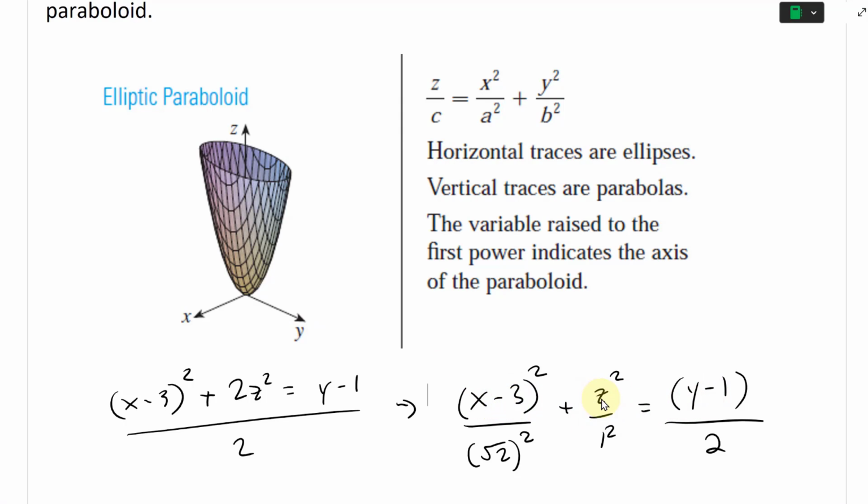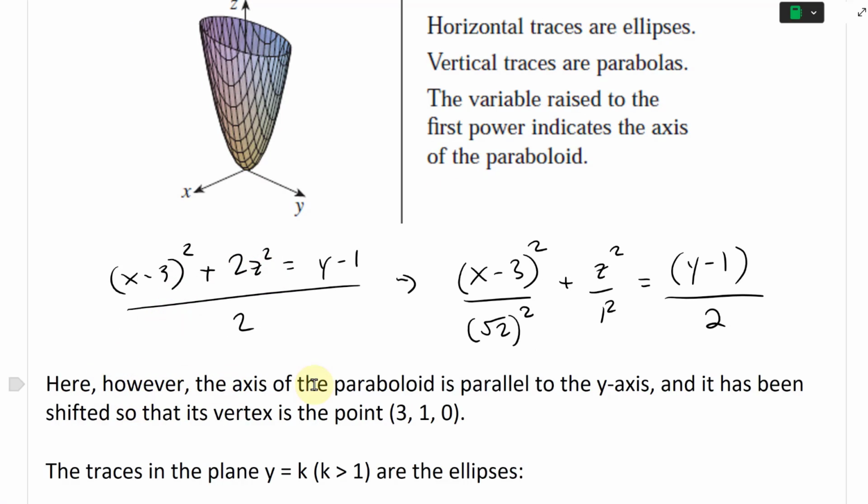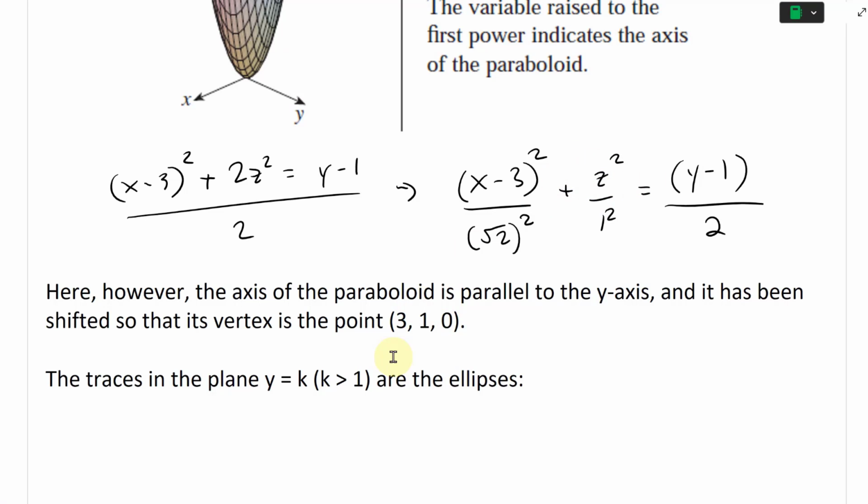And the z part's not shifted, so it's going to be on the xy plane. And this is y equals 1 shifted by 1, shifted by 3. Here, the axis of the paraboloid is parallel to the y-axis, and it has been shifted so that its vertex is the point 3, 1, 0. When you have this minus there, it says that to get to x equals 0, you need to put x equals 3, so you're shifting everything. And to get to y equals 0, you need to put y equals 1. And then the z is not shifted, so it's 0.